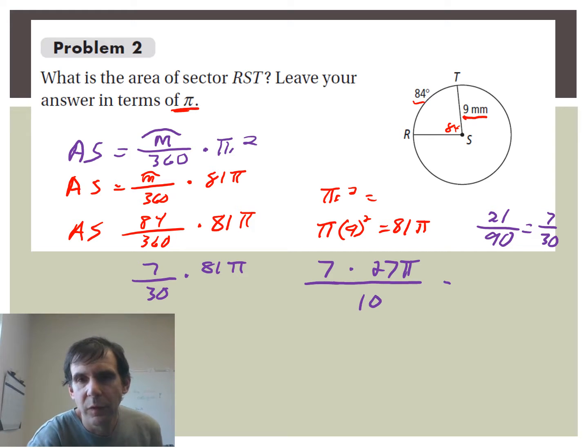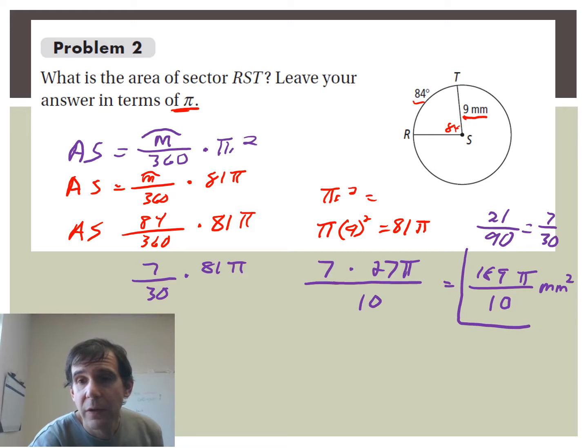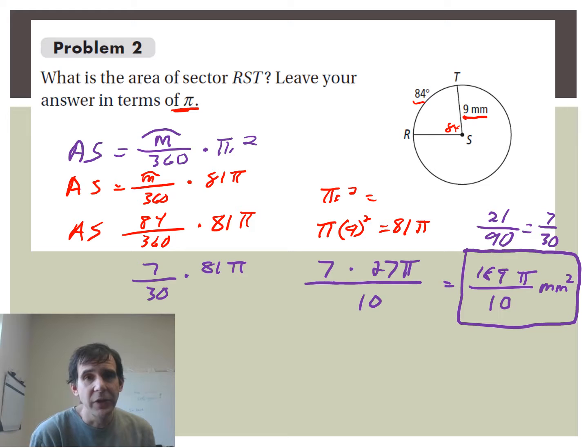So we've got 189 pi divided by 10. That may be the best we can do. It's not very pretty, but 10 is divisible by 5 and 2, and that's it. And 189 is not divisible by 5 or 2. So that's it, 189 pi over 10, and that is in millimeters squared. Maybe not as pretty as a decimal might be, but that's going to be your final answer there.